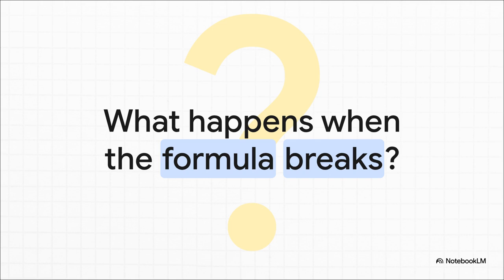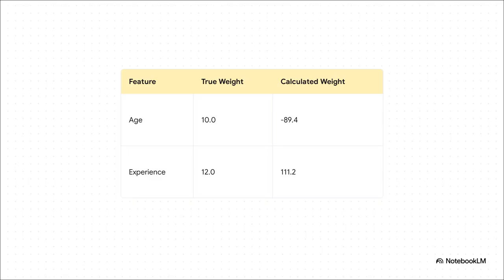This problem has a name, multicollinearity, and mathematically, it makes that tricky matrix inversion part of our formula, the XTX inverse bit, totally blow up. It becomes unstable. And this is what that instability looks like in practice. It's super weird. The model's overall predictions might actually still be pretty decent, but when you look at the individual weights for the features, they're complete nonsense.